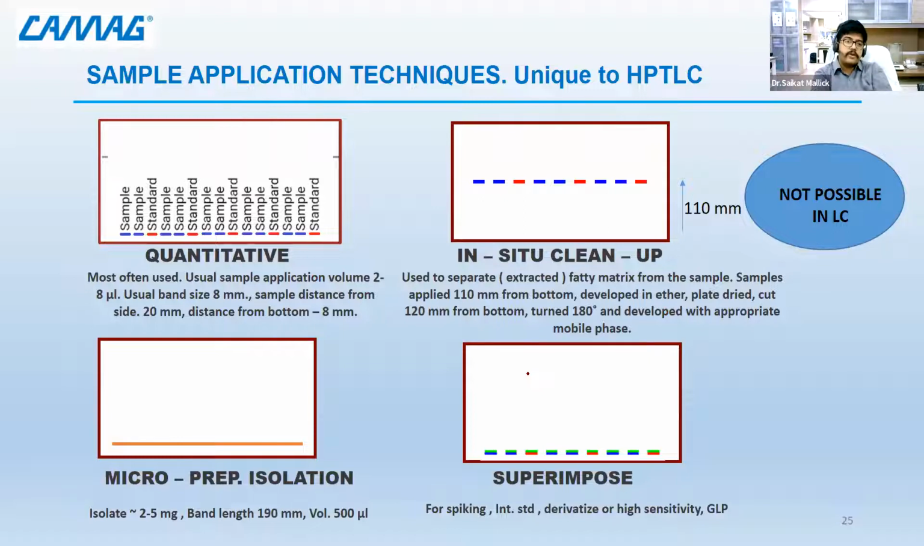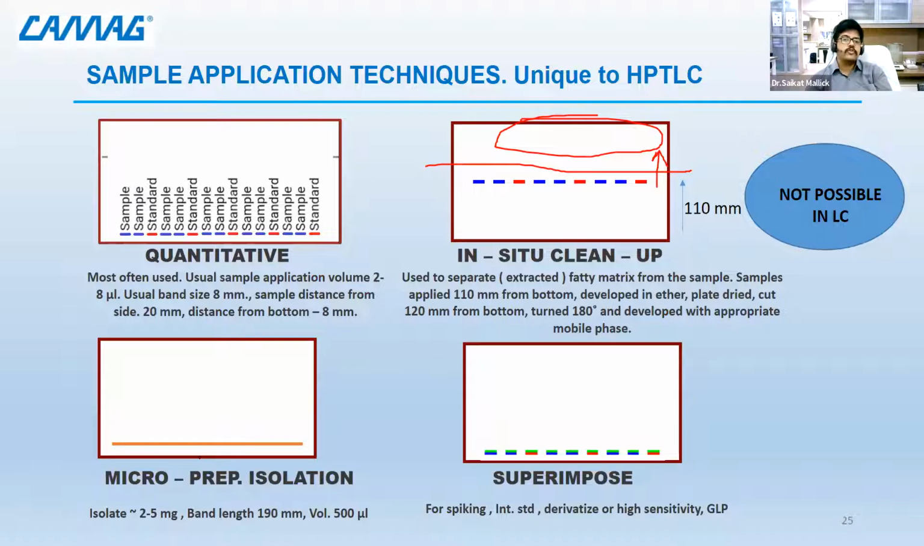After developing with petroleum ether, all the components of the oil will go up and reside over here. You simply cut the plate over here, turn the plate by 180 degrees, and then you have another mobile phase, develop it, and now you take this plate, dip it in a microbial culture and see whether you are getting an antimicrobial activity.